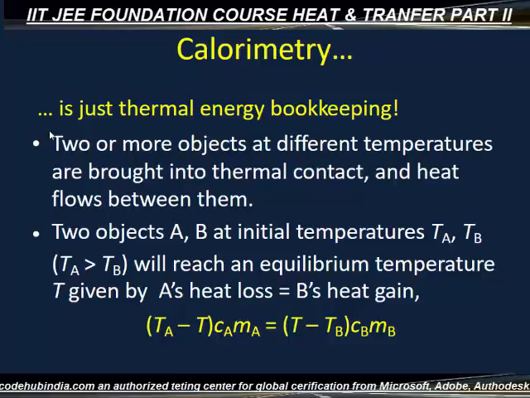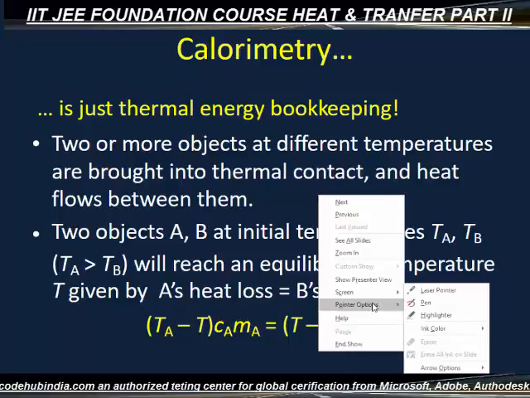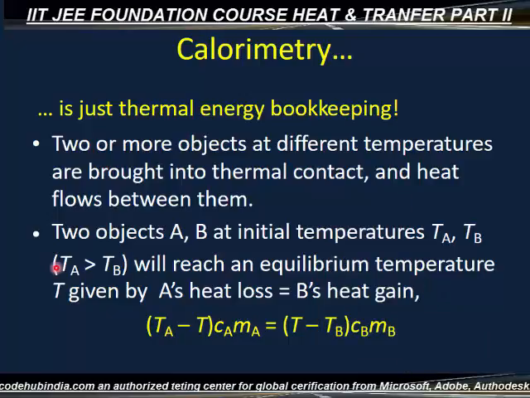If we consider two objects of different temperatures in common surface contact, if element A has the temperature TA, and element B has the temperature TB, and if TA is greater than TB, then what will happen? If TA is greater than TB, then heat transfer takes place from object A to object B till it reaches the equilibrium condition of the temperature of both elements.